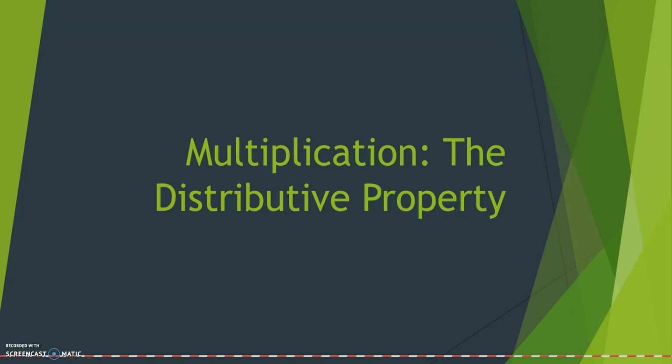If I had 2 times 3 times 4, I can multiply 2 times 3 and then 4, or I can multiply 3 times 4 and then 2. I'm still going to get the same answer. Today we're going to look at the distributive property, and the distributive property is going to help us as we get into larger numbers that we're multiplying by.